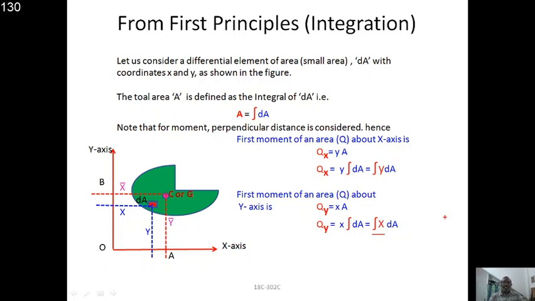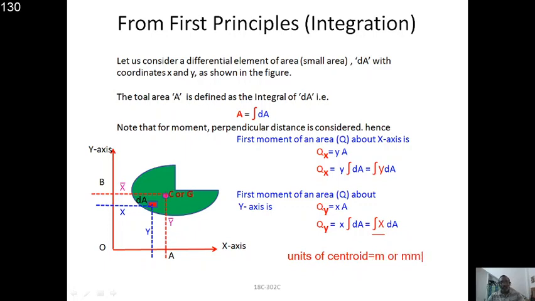After obtaining the first moment of an area, we are interested in finding the centroid. Before going further, I want to explain the units of the centroid. What are the units of the centroid? It is simply a distance, x distance or y distance, hence in meters or mm.